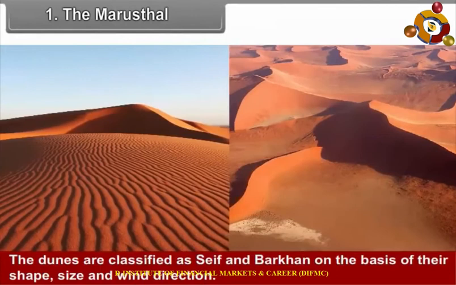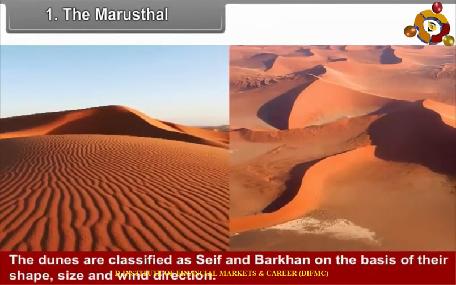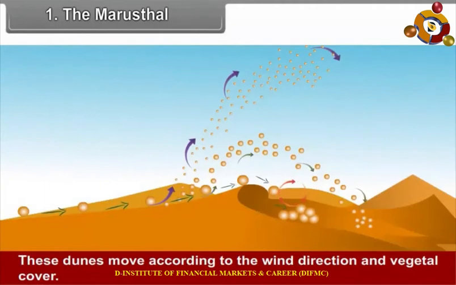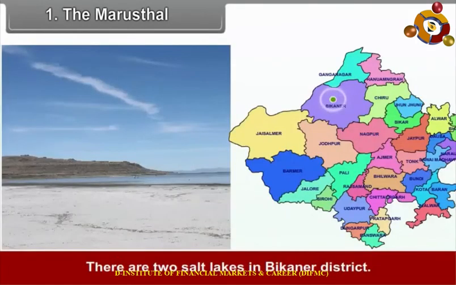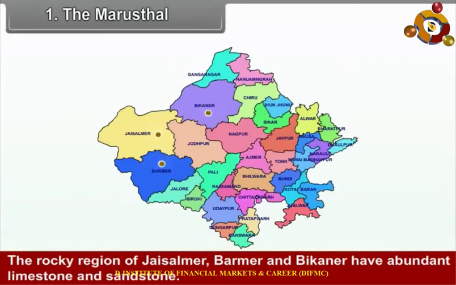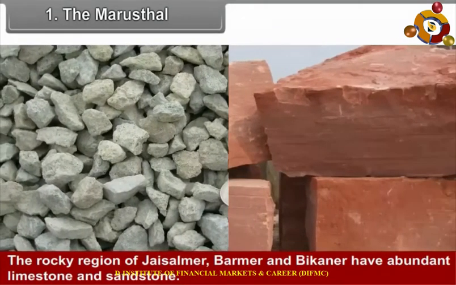The dunes are classified as seif and Barkhan on the basis of their shape, size and wind direction. These dunes move according to the wind direction and vegetal cover. There are 2 salt lakes in Bikaner district. The rocky regions of Jaisalmer, Barmer and Bikaner have abundant limestone and sandstone.